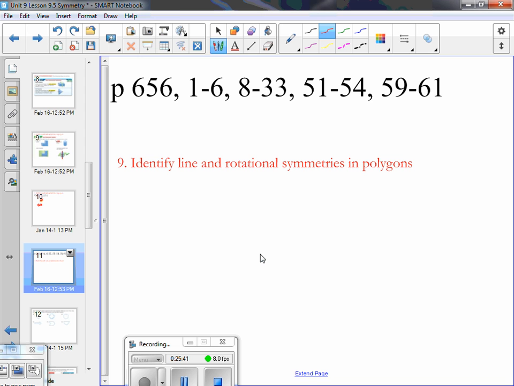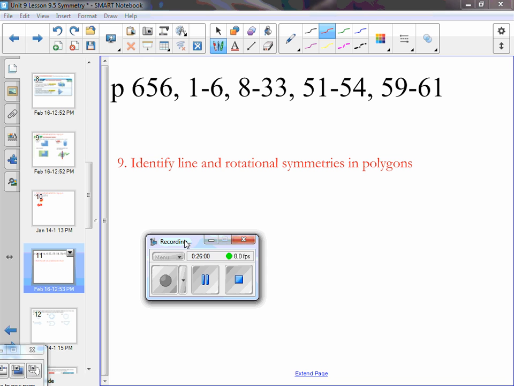In your assignment on page 656, let's do 1 through 6, 8 through 33, 51 through 54, and 59 through 61. When it tells you to copy the figure, you don't have to do that, but do the rest. You know, tell the order, the magnitude, the number of lines of symmetry, whichever applies.